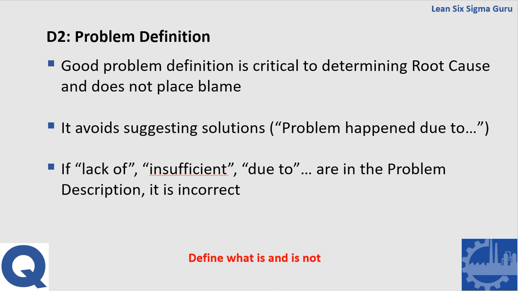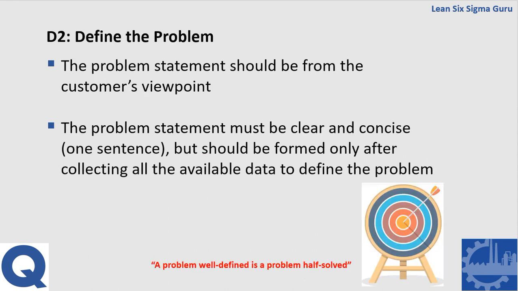Good problem definition is critical to determining the root cause and does not place blame. It avoids suggesting solutions, like saying, problem happened due to. If you use a phrase like lack of, insufficient, or due to in the problem description, your problem description is incorrect. It is useful in this to think about determining and defining what is and is not. There's a very good analysis method called is not analysis, which I don't address here, but can be very, very useful in this step. But the problem needs to be described and defined in very objective terms.